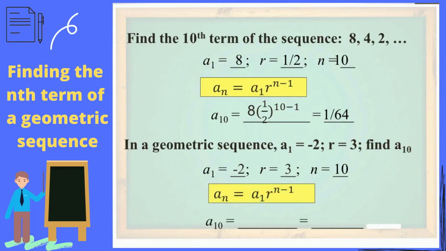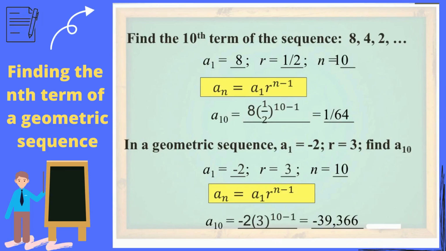So again, just like what we did in the previous example, we need to use the general rule for geometric sequence to find the value of the 10th term or a sub 10. So a sub 10 is equal to negative 2, which is a sub 1, and times 3, which is the common ratio, raised to the power of 10, which is n minus 1. And a sub 10 equals negative 2 times 3 raised to the power of 10 minus 1 is equal to negative 39,366.